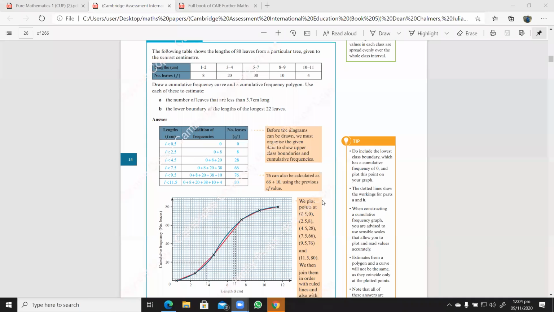Let's start the topic known as the cumulative frequency curve. All of you are doing your A levels, and you know that you have done this topic in your O levels, so that will be a kind of revision for all of you. Just tell me, you have done this cumulative frequency curve, yes? Hannah, you have done this topic.